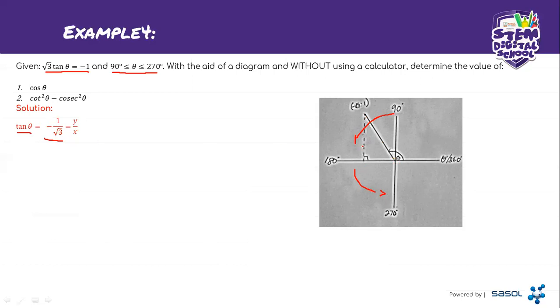Now, after we have drawn the diagram, we can see that we don't have this side, R. We'll calculate R by using the theorem of Pythagoras: you write the correct standard equation, then you substitute, and the value of R is going to be equal to 2, because we're going to square both sides, all right? Then now we need to calculate cos theta. We know that cos theta is x over r, and x is negative square root of 3. Of course, r equals 2.